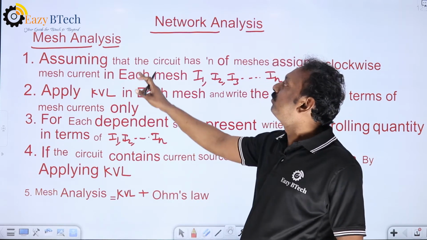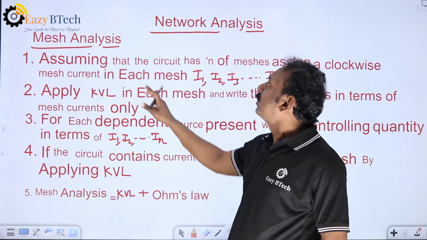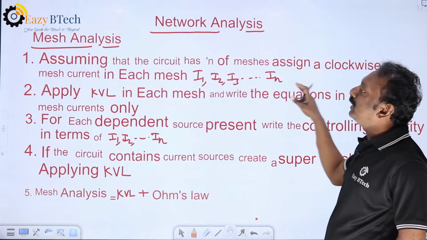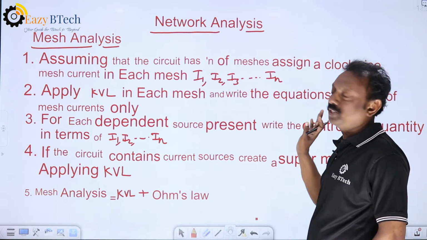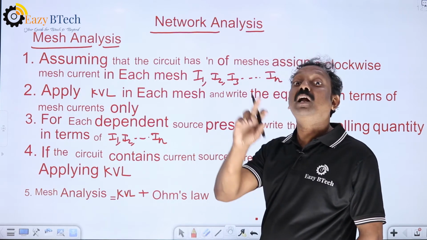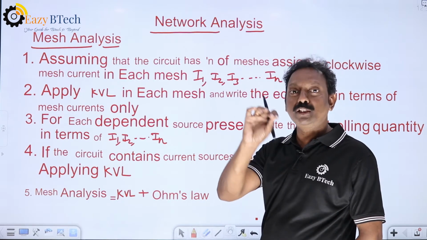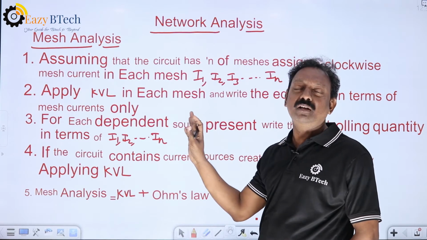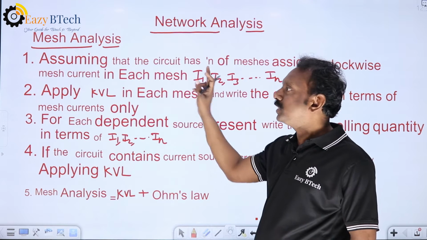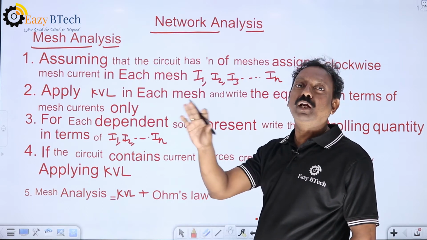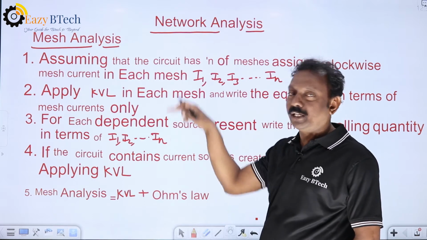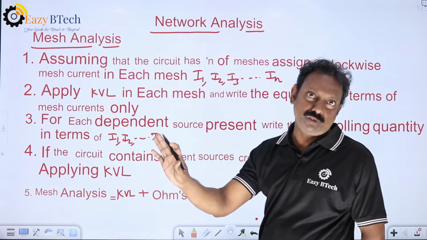So first step, when you are applying mesh analysis, assuming that the circuit has n number of meshes, assign clockwise mesh currents in each mesh. My way of teaching is always assuming clockwise direction only. This is the best method. Always follow clockwise current direction. If 3 meshes are present, assume the currents I1, I2, I3. For 4 meshes, I1, I2, I3, I4. Take the current direction always clockwise.